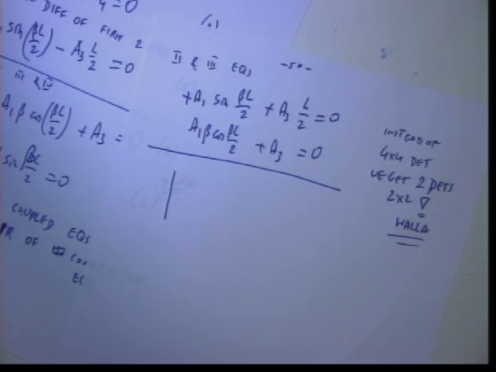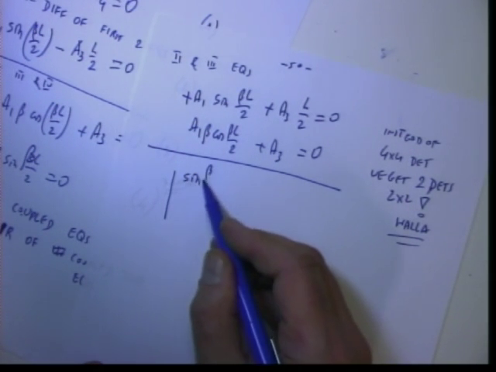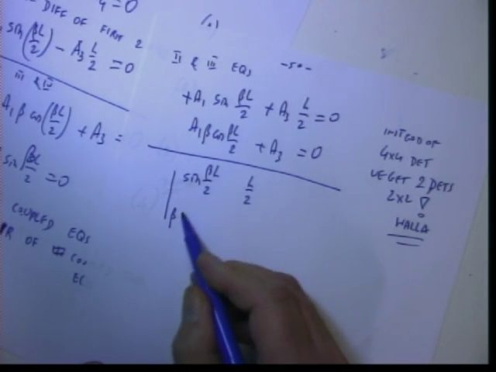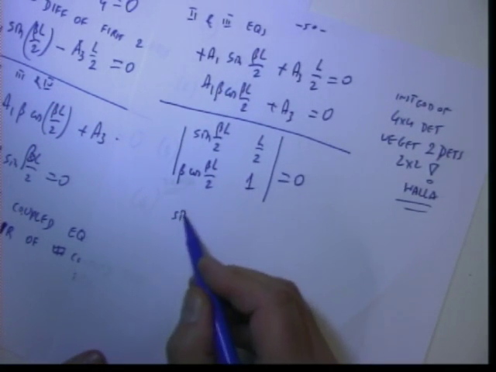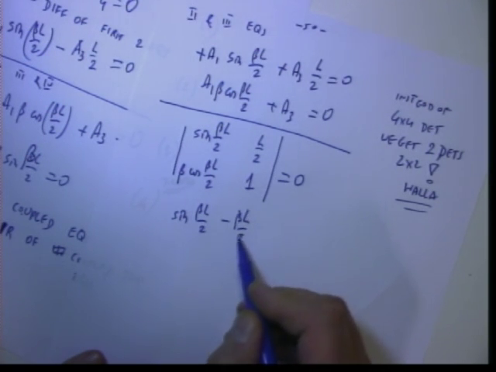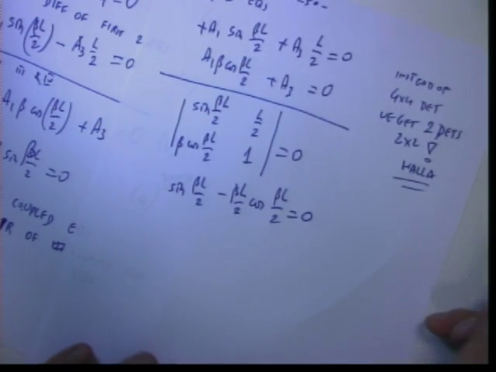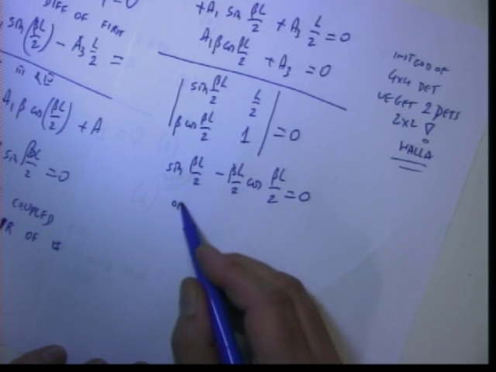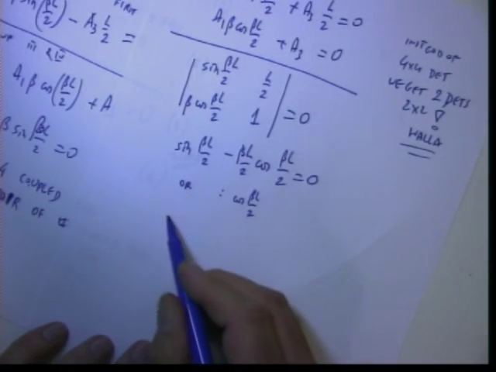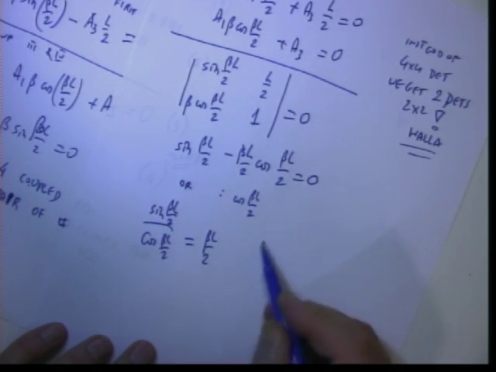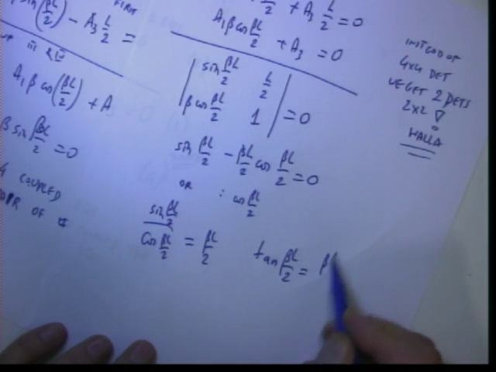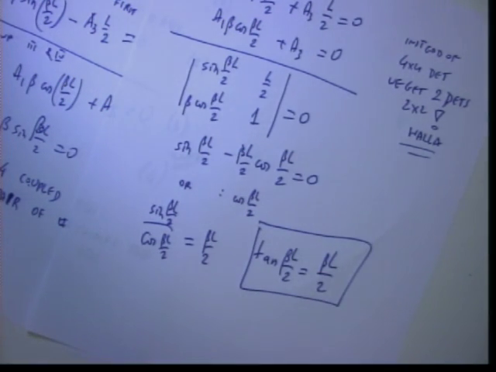I think it's nicer to deal with a 2 by 2 determinant rather than a 4 by 4 determinant. So we have sine beta L over 2, L over 2, beta cosine beta L over 2, 1, equals 0. So I will get sine beta L over 2 minus beta L over 2 cosine beta L over 2 equals 0. Or, if I divide by cosine beta L over 2, I get sine beta L over 2 divided by cosine beta L over 2 equals beta L over 2. Or tangent beta L over 2 equals beta L over 2. That is one equation. Look, it comes so nicely.